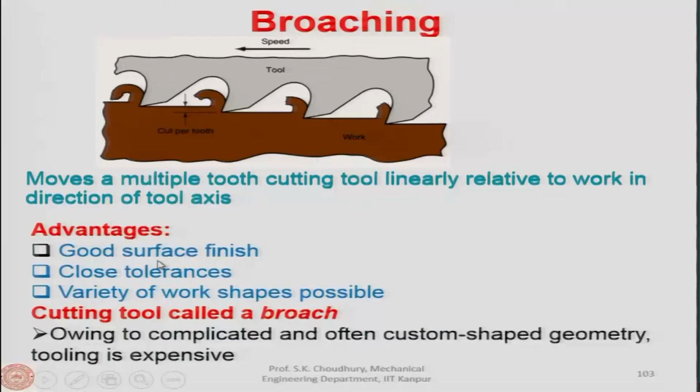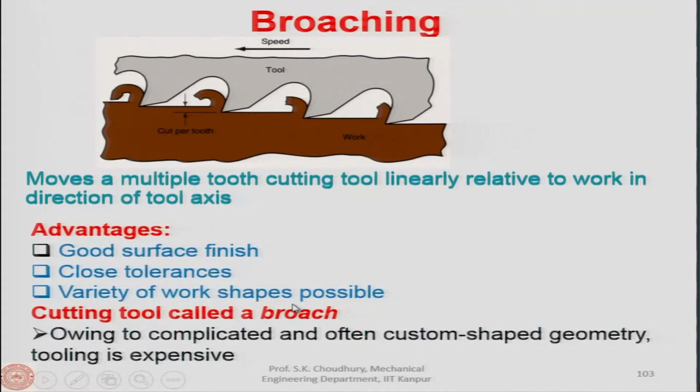Now, the advantages are, as I said, good surface finish and close tolerances, meaning that if we suppose the tolerance of the hole is to be made very rigid, say plus minus 0.01 or 0.02, this kind of tolerance can be adhered to by means of broaching, that is what we are telling. Variety of work shapes are possible, I already named those different shapes, I will show them to you also. The cutting tool is called a broach.